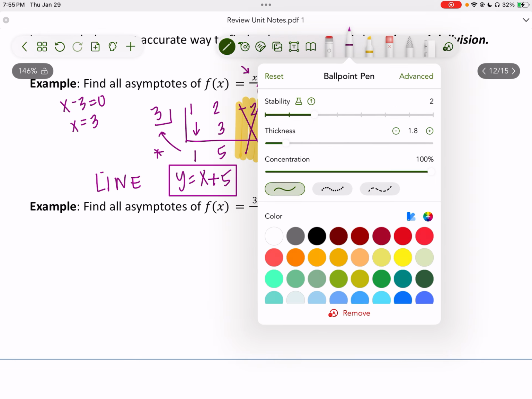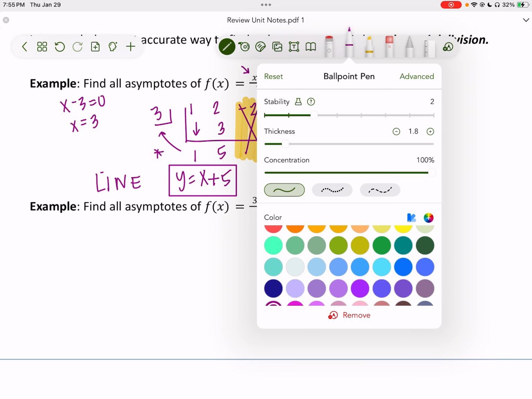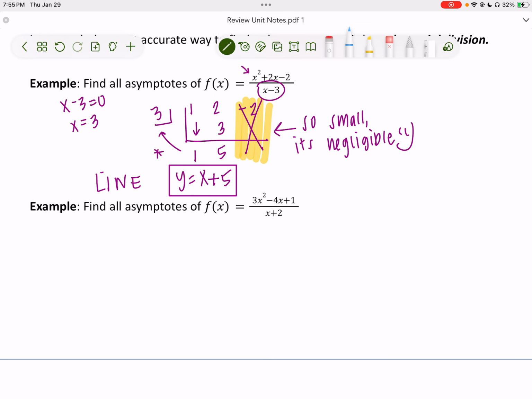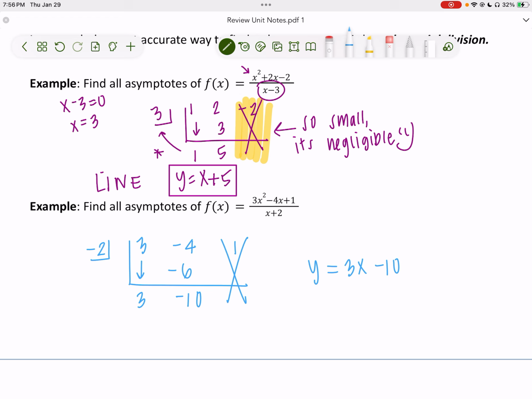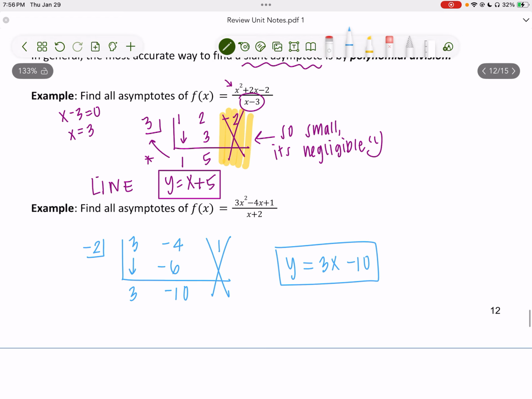I would encourage you to pause the video and do the next one on your own. So now we have -2 in the little box and 3, -4, and 1 in the long rectangle. Bring down the 3, multiply. The last one doesn't matter. We have y equals 3x minus. There's your slant asymptote. Again, it's just a line.